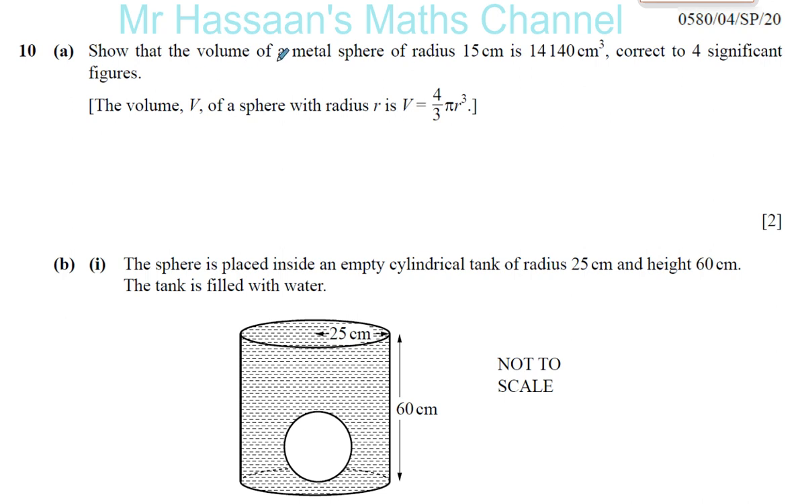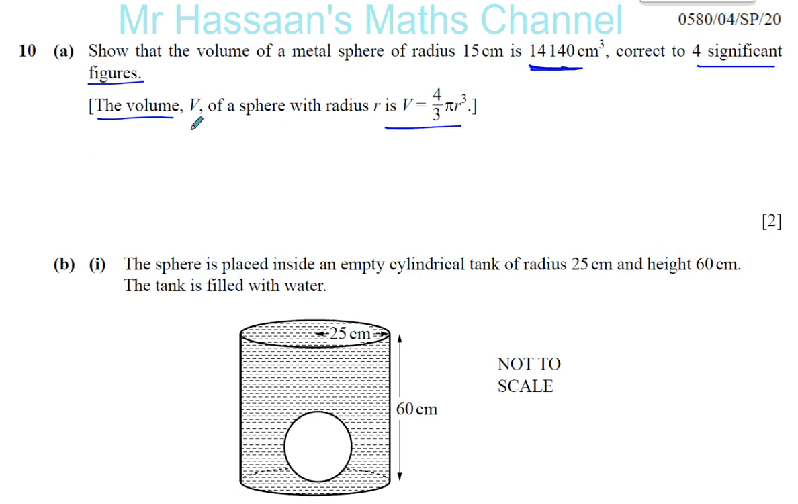Anyway, 10a: show that the volume of a metal sphere of radius 15 centimeters is 14,140 centimeters cubed, correct to 4 significant figures. Here they've told us the volume of a sphere is given by this formula, V equals 4 over 3 pi r cubed. So it's a simple case of just putting the value of the radius into this formula and then getting your answer out. But you also have to show that it rounds to this value.